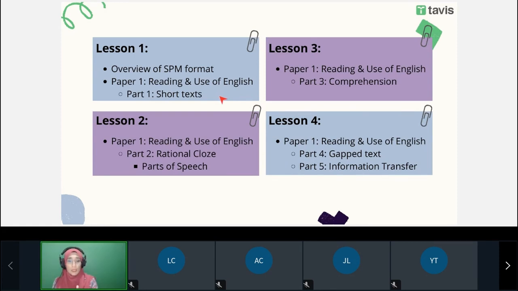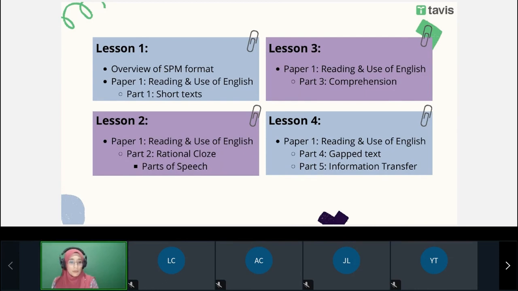And then for lesson three, we'll be doing comprehension. That's part three. And then for lesson four, we'll be doing gap text and also information transfer. So there are five parts for paper one. These are the things that we're going to be covering for the first four lessons.